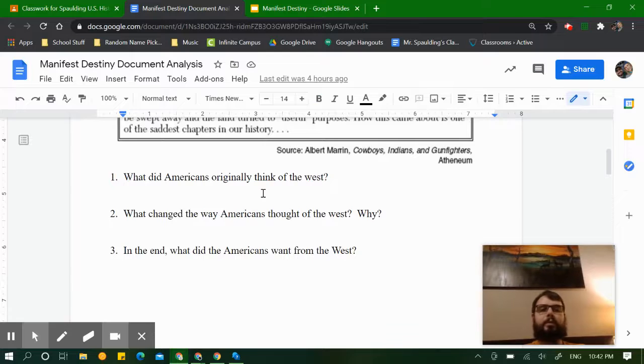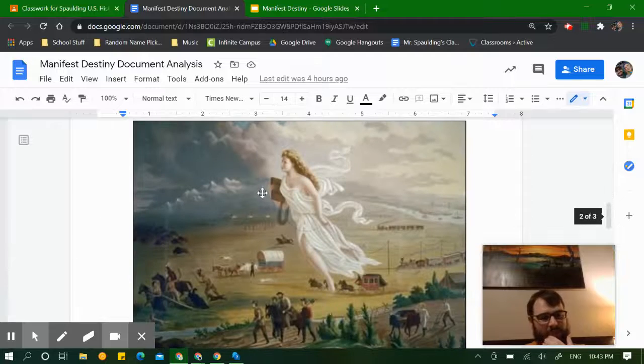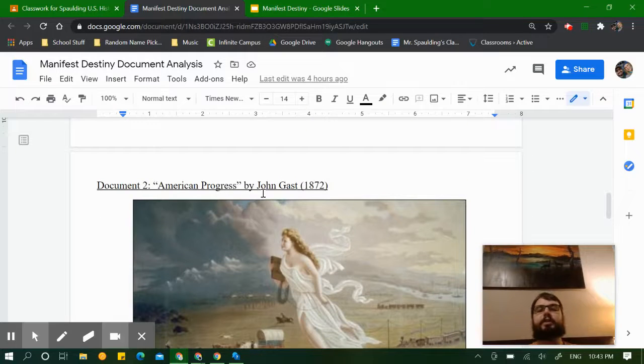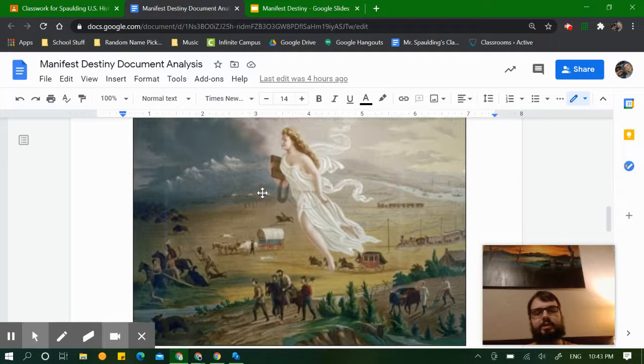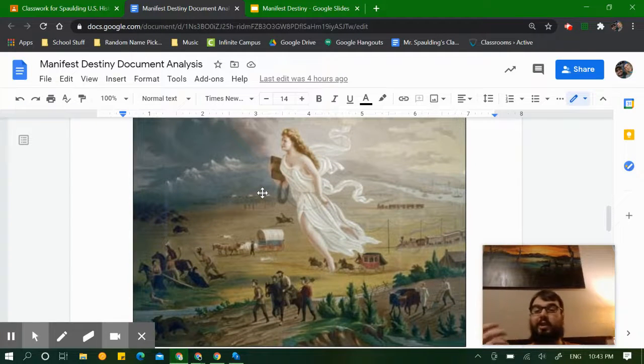So this one, for example, what did they originally think of the West? What changed the way Americans saw the West and why? And in the end, what did Americans want from the West? To finish that document, go ahead and move on to document number 2. Pretty straightforward. Okay, American Progress. That is that painting that we just looked at. This one's a little less clear image.